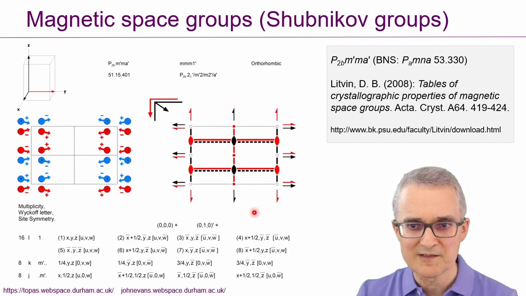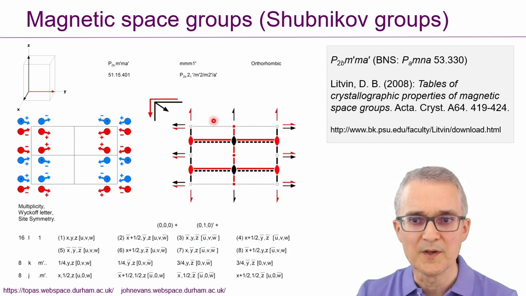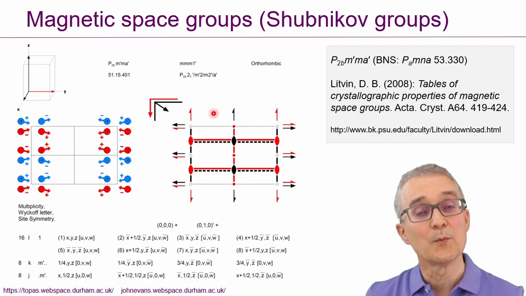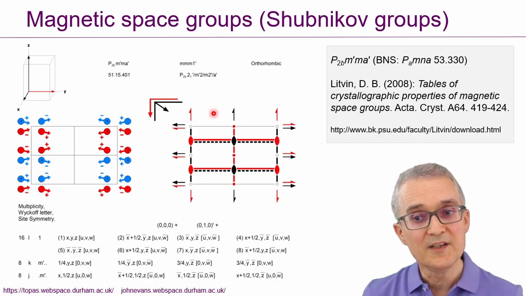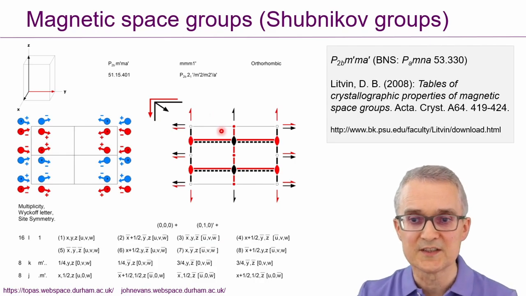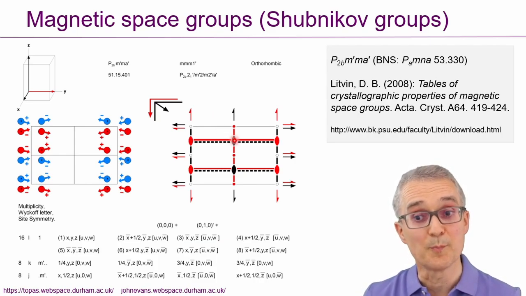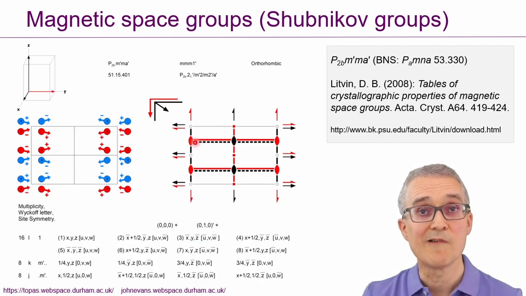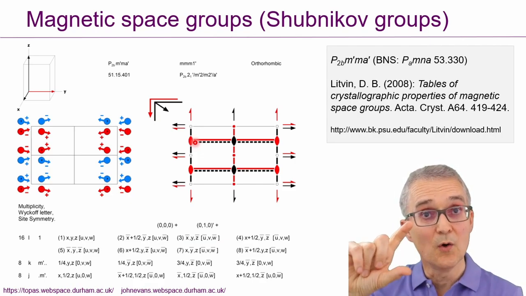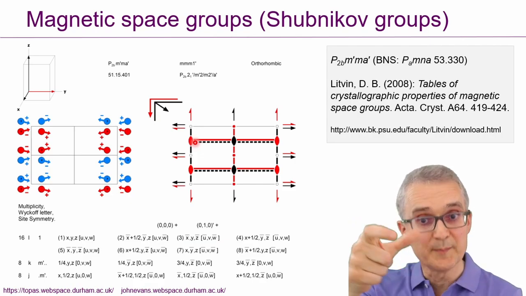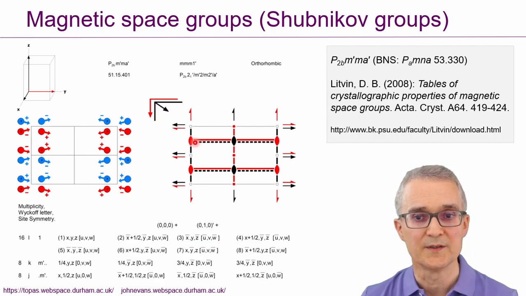In the center of the screen, where my laser pointer is at the moment, there is a diagram showing where the different symmetry elements are in the unit cell of a material. The only difference to international tables is that some of the symmetry elements are colored black and some of them are colored red. The ones that are colored red are the ones that also involve time reversal or spin reversal, which flips the direction of a magnetic moment.